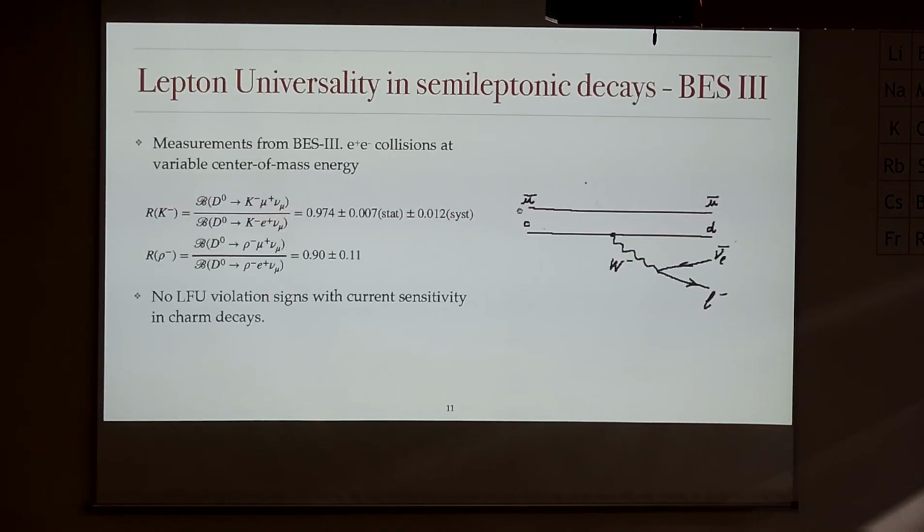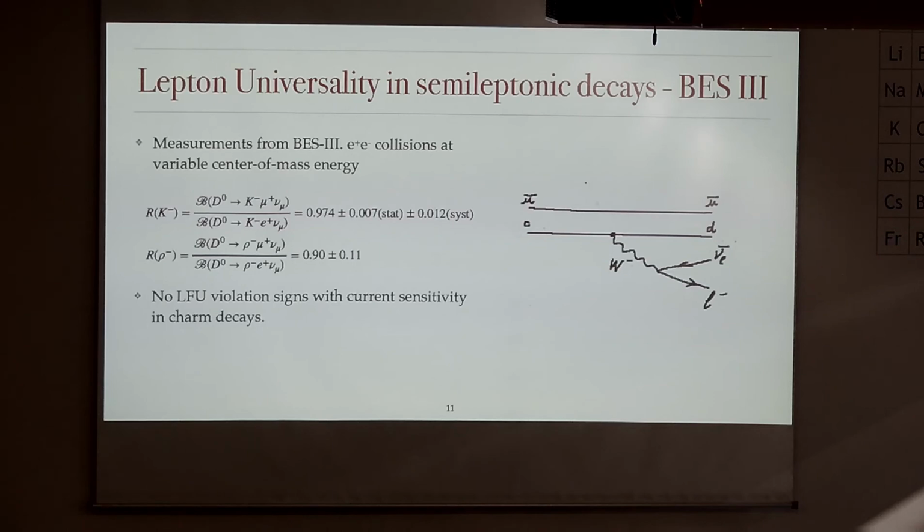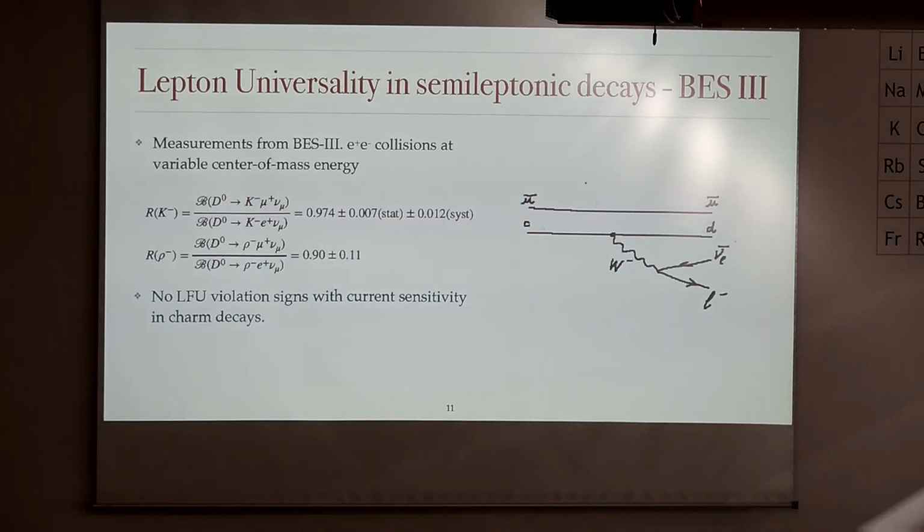Now the second part of this is the same game, but in this experiment. This is the Beijing spectrometer, and they do something similar, but instead of with B decays, with charm decays. So BES3 has E plus E minus collisions. They can vary the energy, and they can study D transitions. So D mesons, the name is very misleading, contain a C quark. We could have done better.